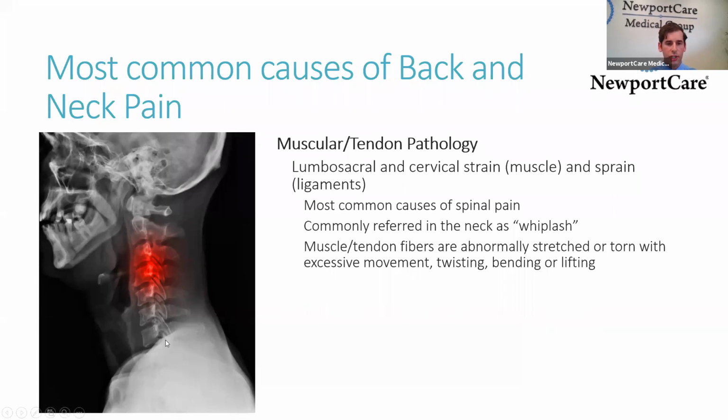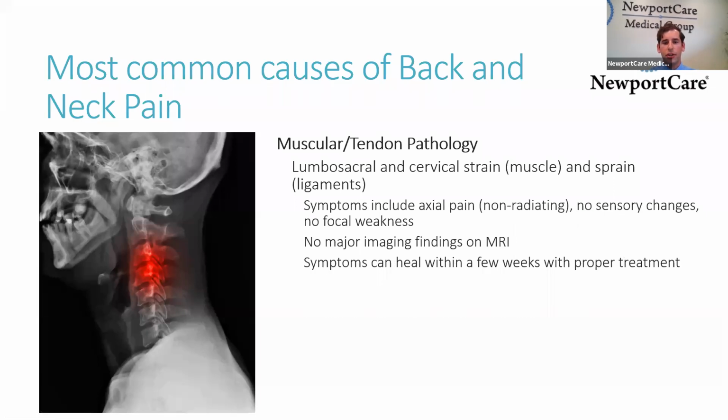Notice that this x-ray shows an extremely straight cervical spine, as opposed to that normal curvature that we had seen earlier. And that's because the muscles and the tendons and the ligaments that all attach to the bones of the cervical spine are stretched and injured, causing secondary spasm, which can straighten the spine in this region.